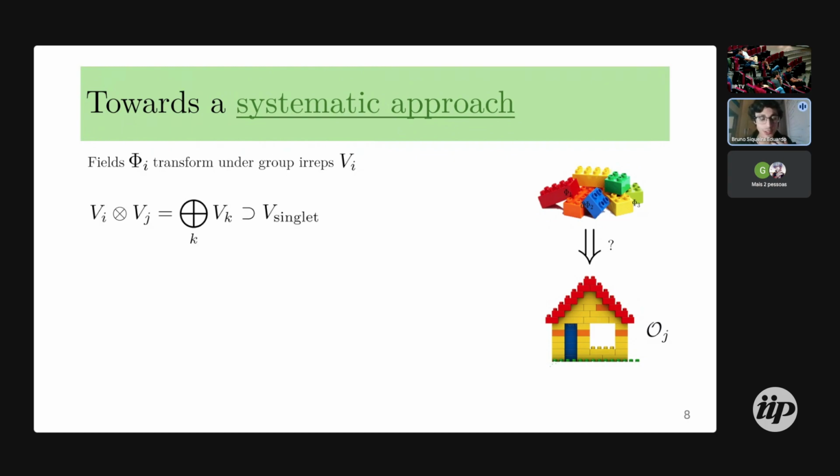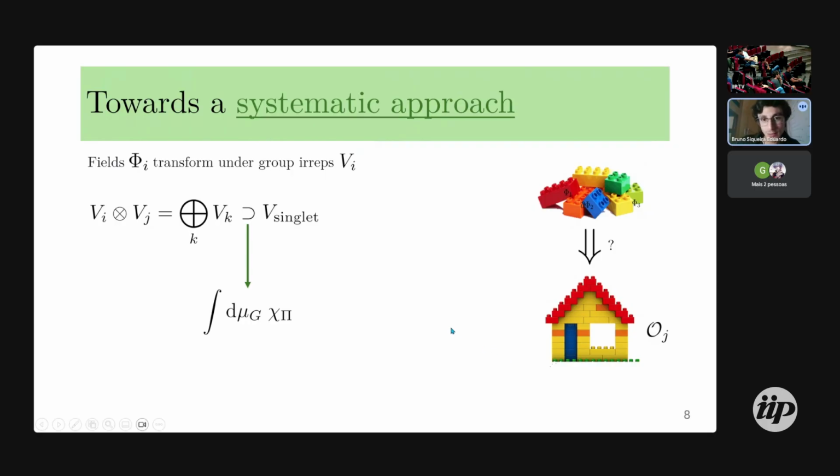And after this decomposition, what do you want? You want to select only the singlet parts, the vector spaces that remain invariant after these transformations. So in your Lagrangian, you want terms that are invariant under those symmetry groups. And how do you systematically select singlets?